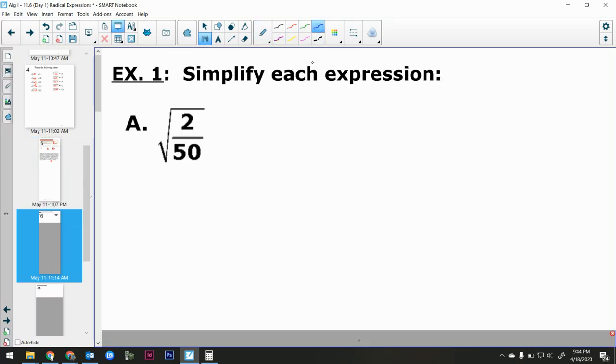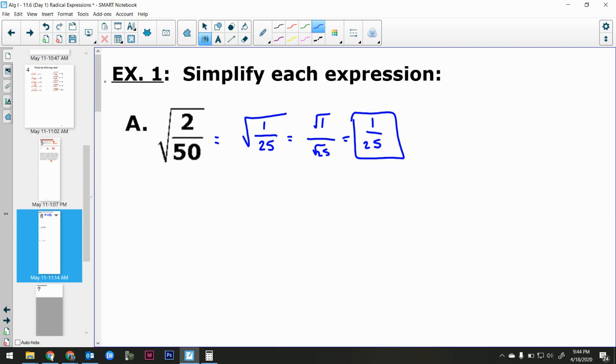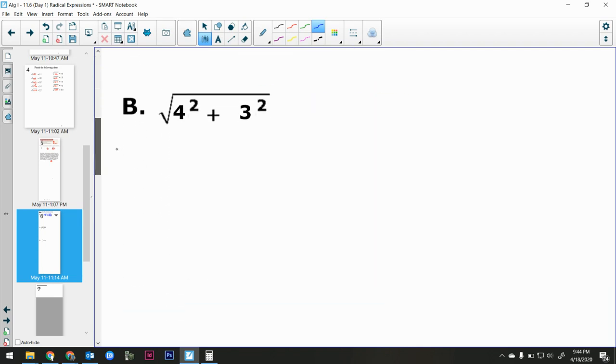All right. So let's take a look here. I've got the square root of 2 over the square root of 50. Now, watch what I can do here. If I reduce down that fraction, I can have 1 over 25. 2/50 is 1/25. Now, what I can do is I can break that apart and say the square root of 1 over the square root of 25 and get 1/5. There's my answer. Okay. Now, let's keep it going.